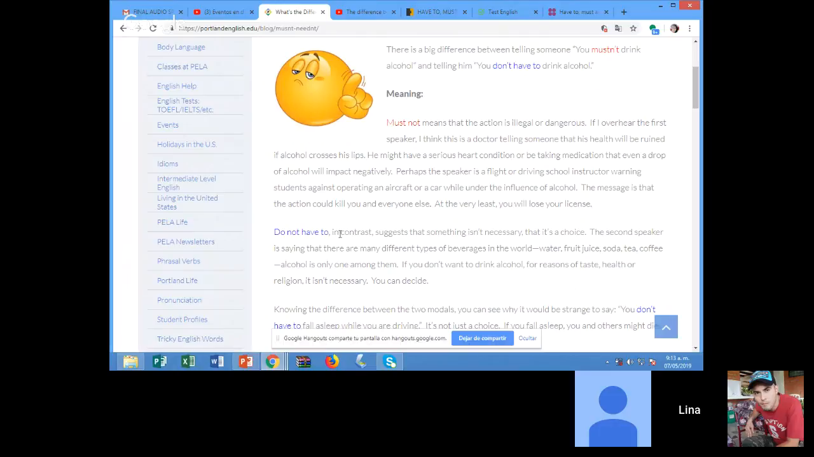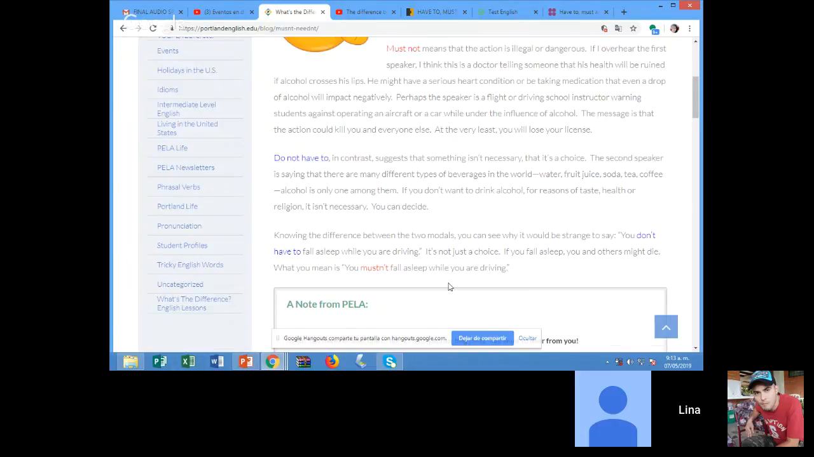"Do not have to" in contracts suggests that something isn't necessary, that it's a choice. The second speaker is saying that there are many different types of beverage in the world: water, fruit juice, soda, tea, coffee. Alcohol is only one among them. If you don't want to drink alcohol for reasons of taste, health, or religion, it isn't necessary. You can decide. So, this is the meaning of "do not have to" and "must not."